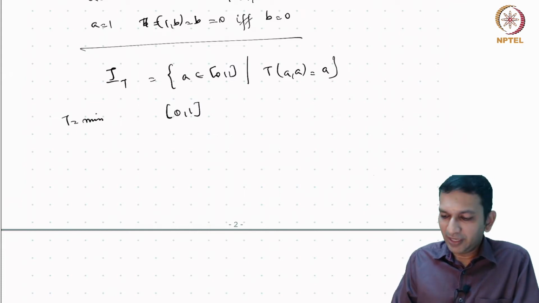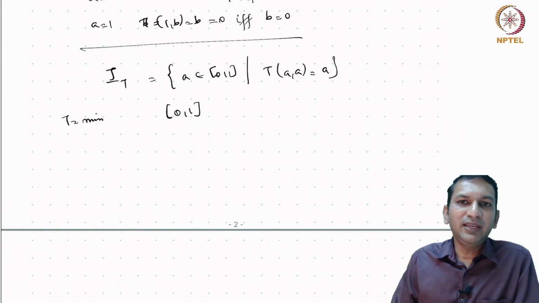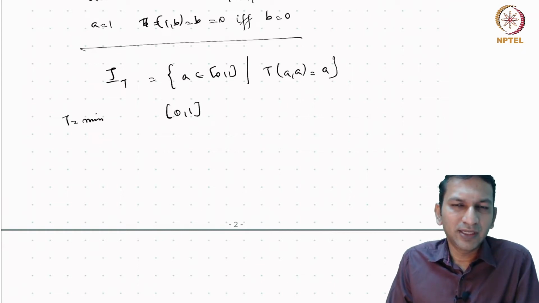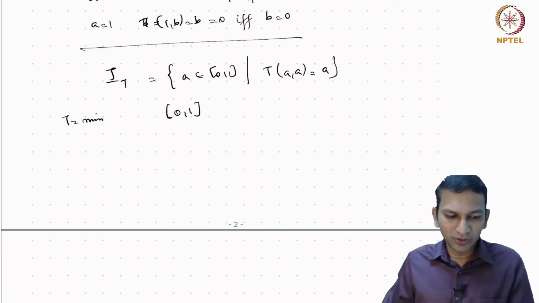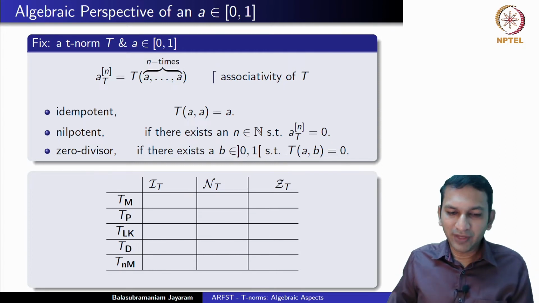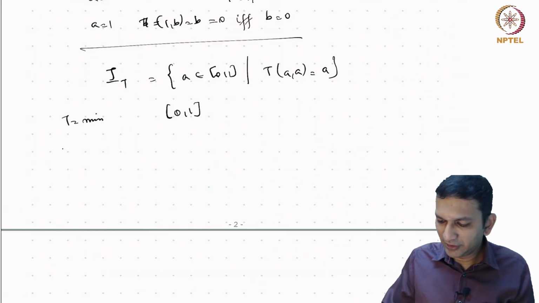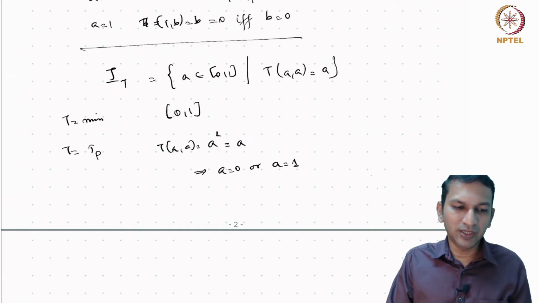In fact, if you consider A to be 0 or A to be 1, then for any t-norm these are idempotent elements. In fact, they are called the trivial idempotent elements. And we also know that for the product t-norm, Tp, we do not have any idempotent elements, because if you take this to be Tp, then t of A is A square. If you want this to be A, then this can happen only if A is 0 or A is equal to 1. So it has only the trivial idempotent elements.